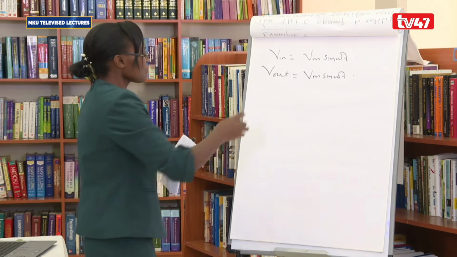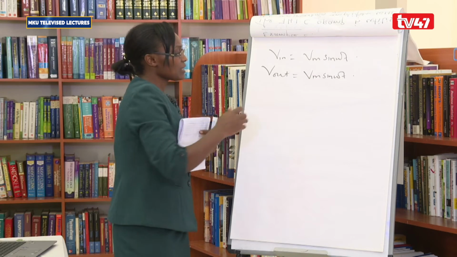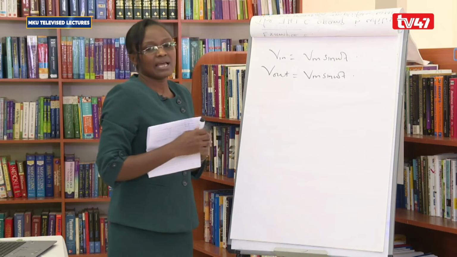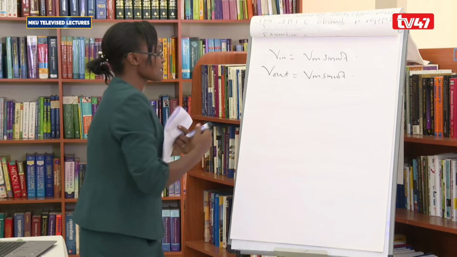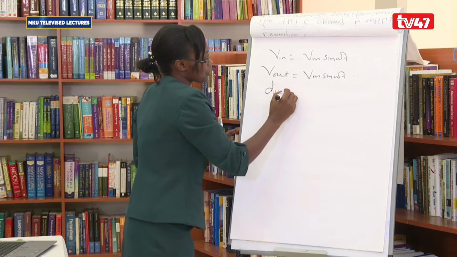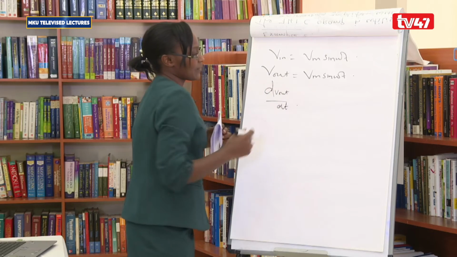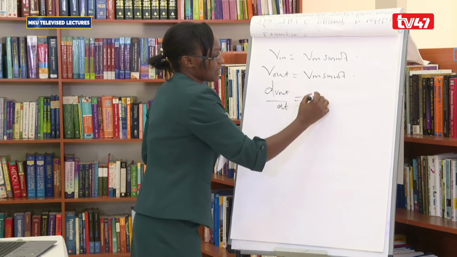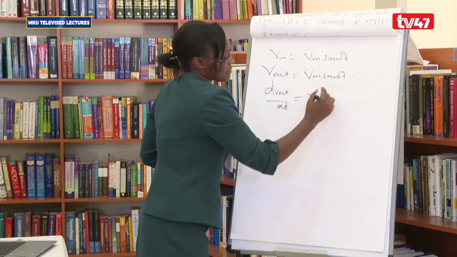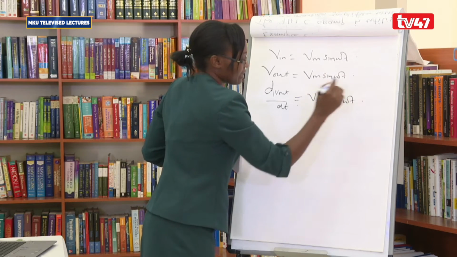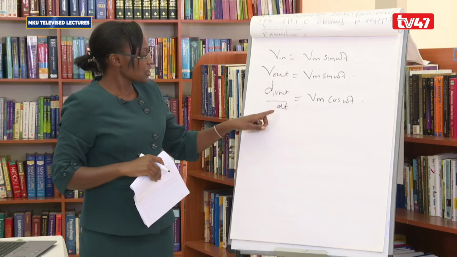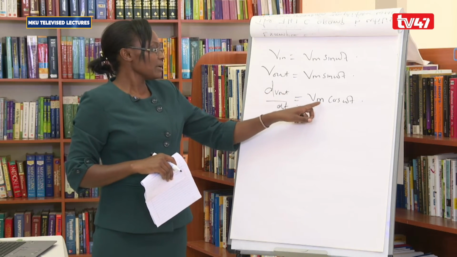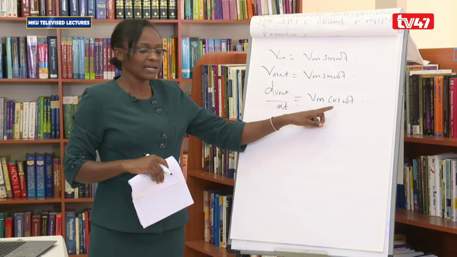So if this is our input, and this is our output, we can now get the rate of change of the output. That is dVout over dt will be equal to Vm, and this becomes cos omega t. The rate of change of the output voltage will be given by Vm cos omega t.